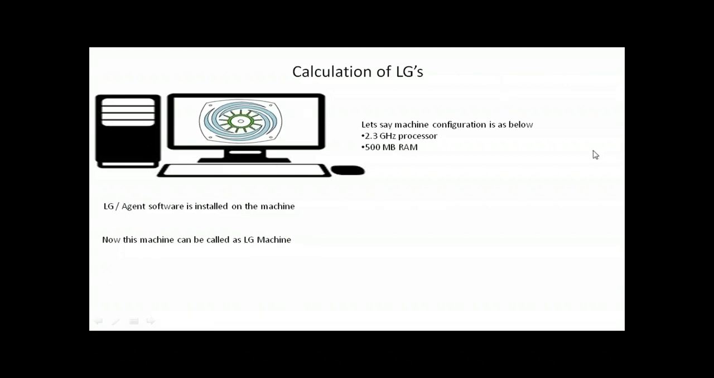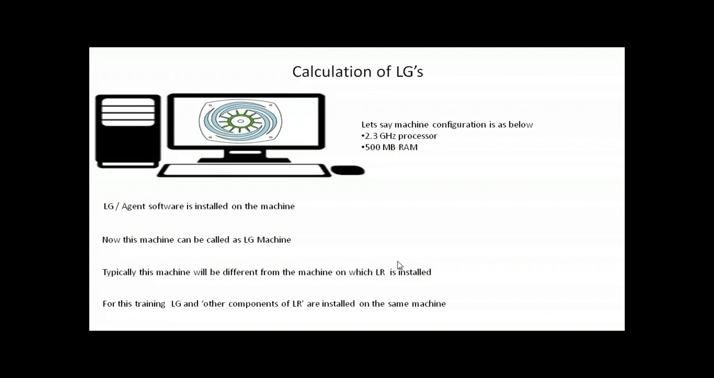Like this, you can take another machine, install the LG software. That machine becomes an LG machine as well. Like this, you can make any number of machines as LG machines. And I've already shown you how to connect the controller to the LG machine. So no big deal at all. So we already know this machine is different from the machine on which our controller is installed.